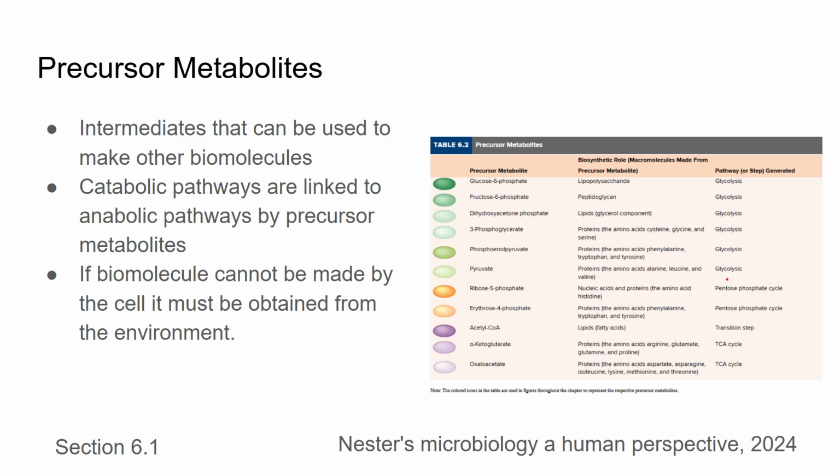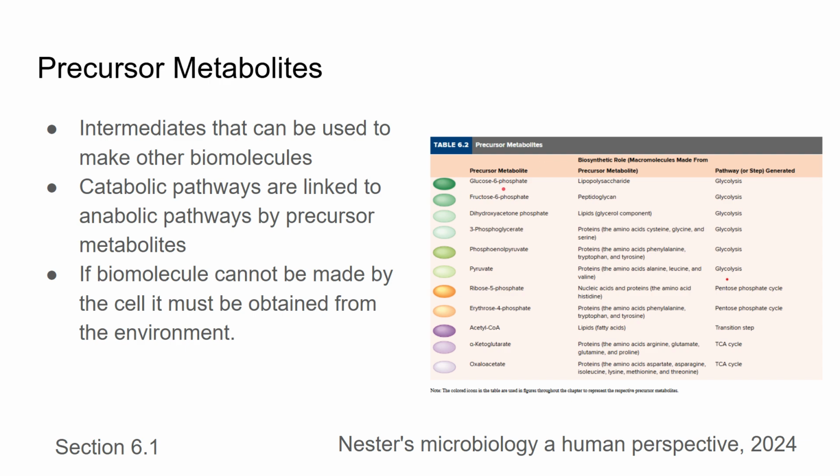If biomolecules cannot be made in a cell via precursor metabolites, we would actually need to obtain those from the environment. For example, in humans, we have no way of generating some amino acids, so we have to obtain those from our diet. An example of that would be methionine. You can't make that yourself, so you have to eat it. But in bacteria, they have different things that they can't make. So let's look at some of the precursor metabolites.